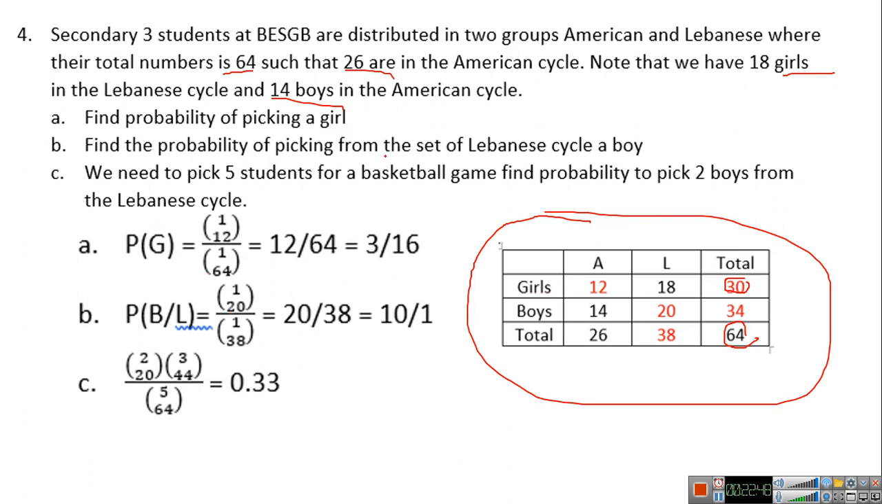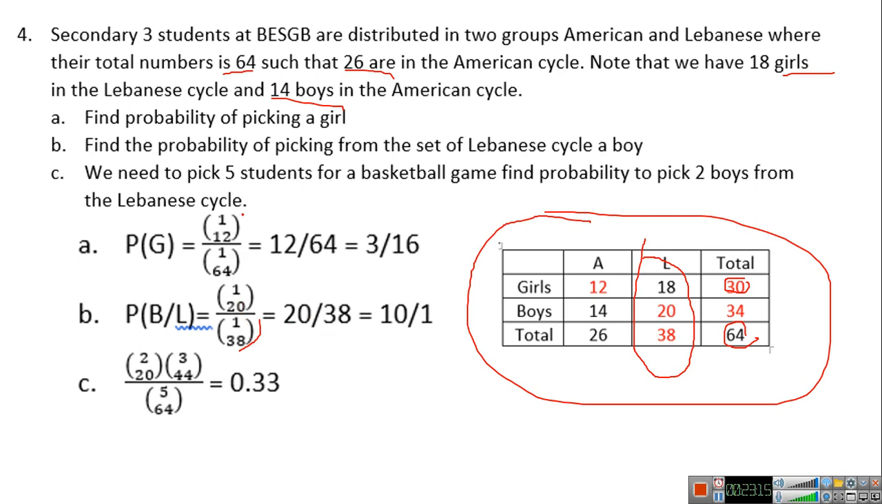Find the probability of picking from the set of Lebanese, a boy. So knowing Lebanese, now the universe is only Lebanese. So 1 out of 38, as you can see down. I wanted a boy, so it's 1 out of 20 over... Please don't do it 1 over 20. Don't put this one here over, nor here. It's a combination. So 20 over 38.